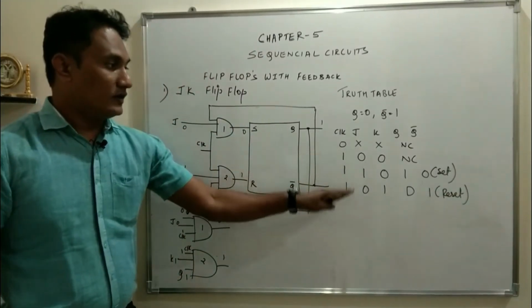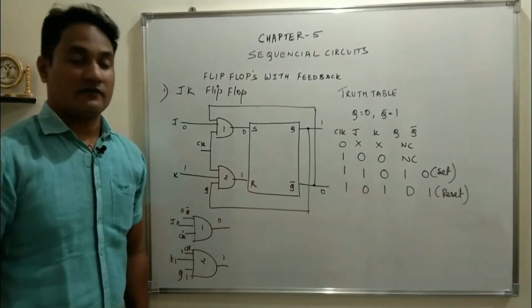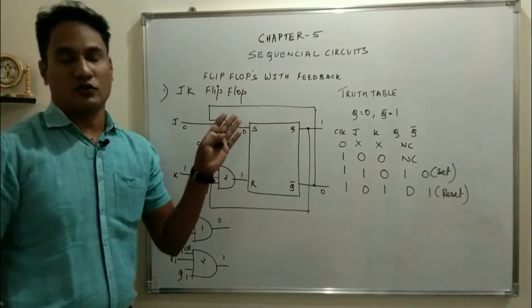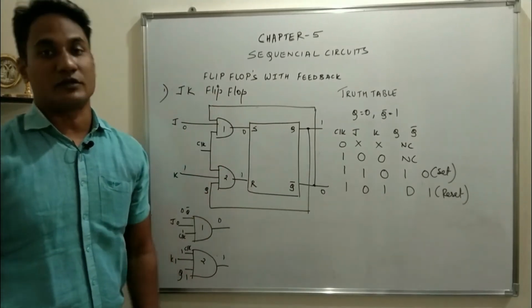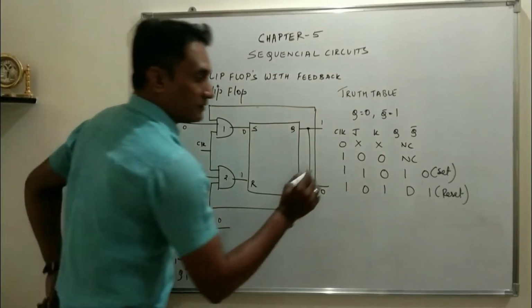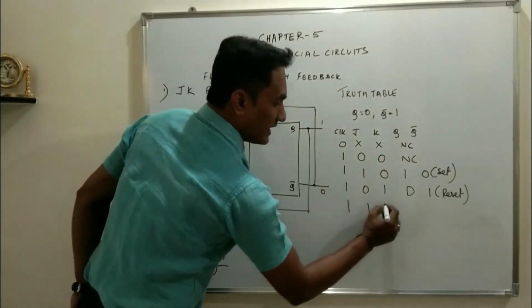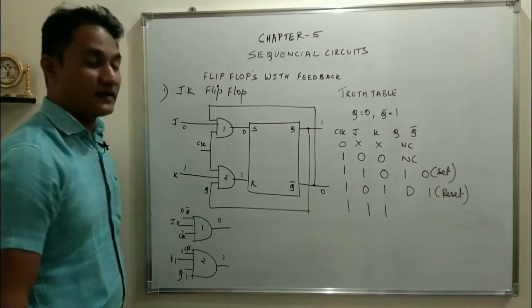So until now, if you check the truth table of the JK flip-flop and compare the JK flip-flop and SR flip-flop, it remains the same. But the most important condition is the last one, when both J and K are 1.